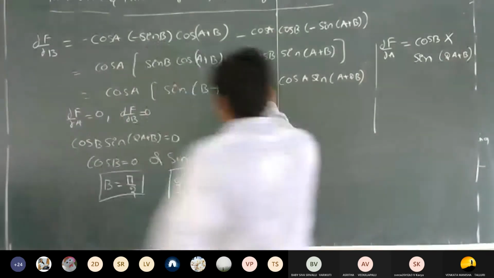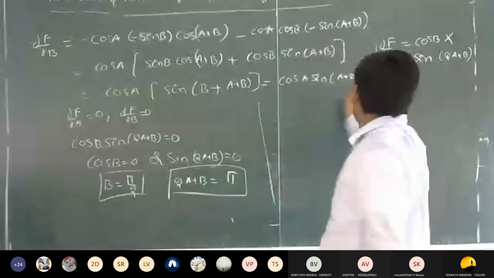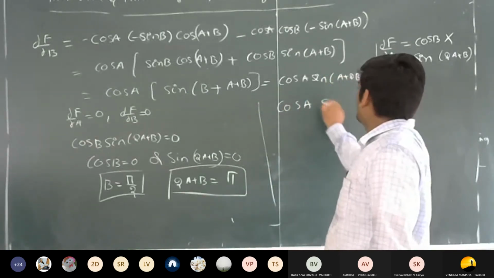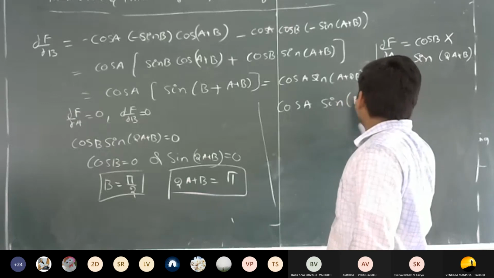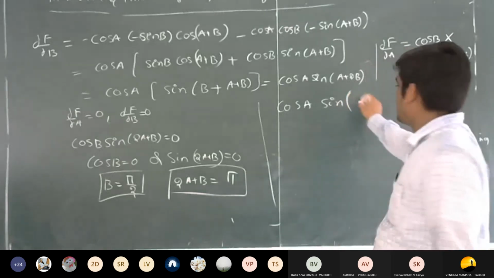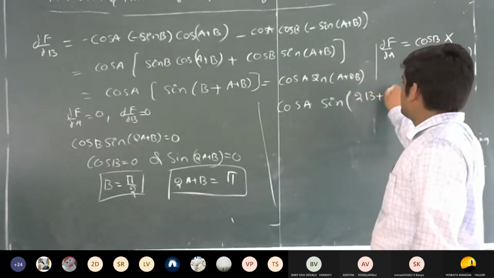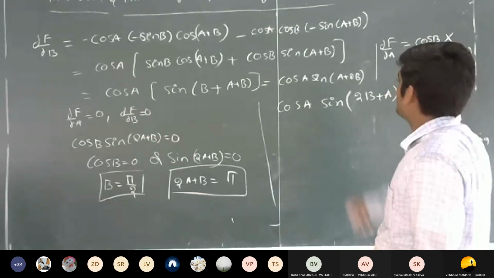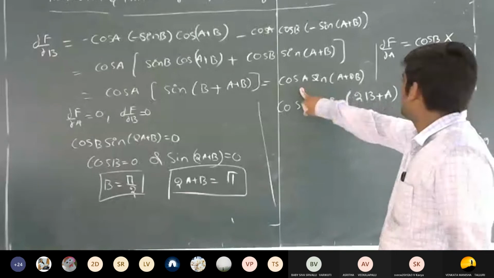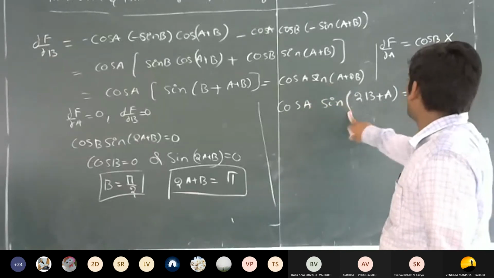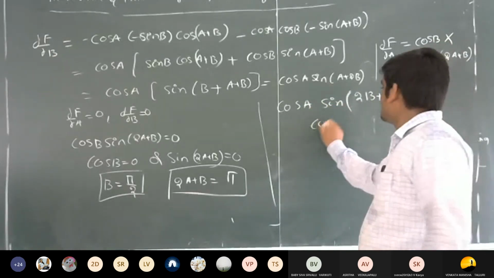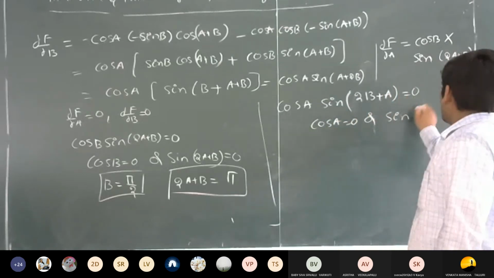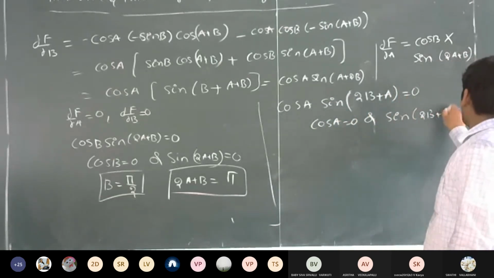Similarly, from ∂F/∂B equal to 0, we are getting cos a into sin of 2b plus a, sin of 2b plus a equal to 0. So cos a times sin of (2b plus a) is equal to 0. So that is cos a is equal to 0 or sin of (2b plus a) is equal to 0.